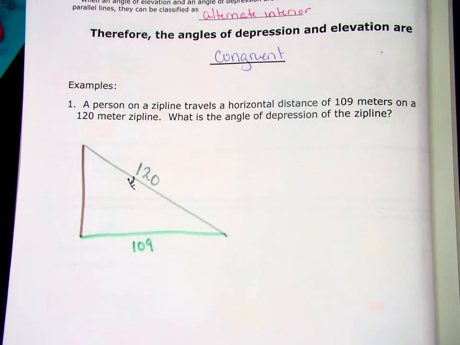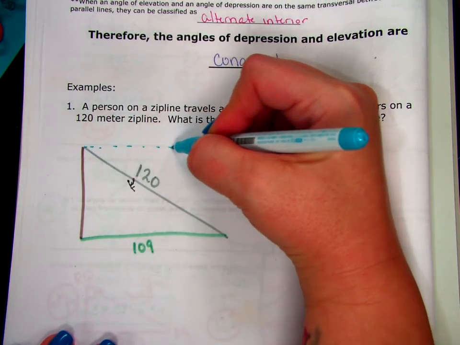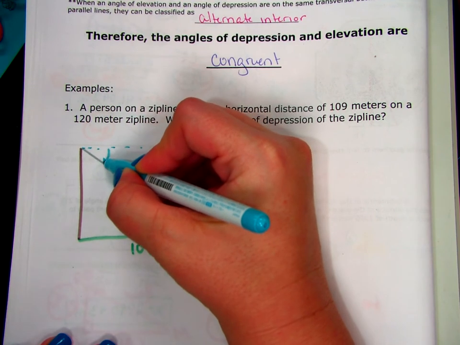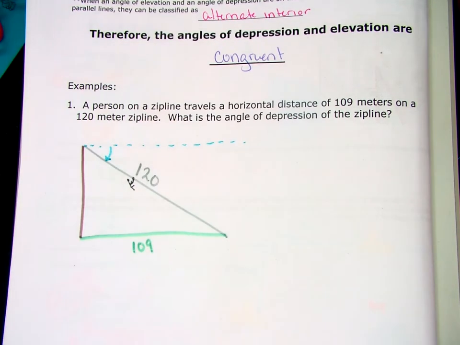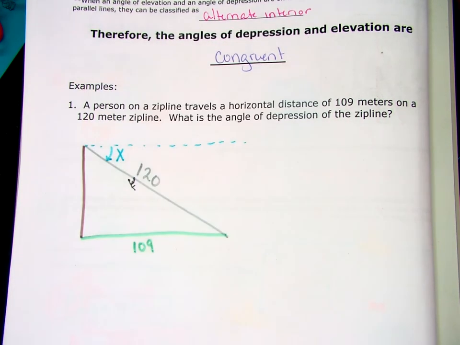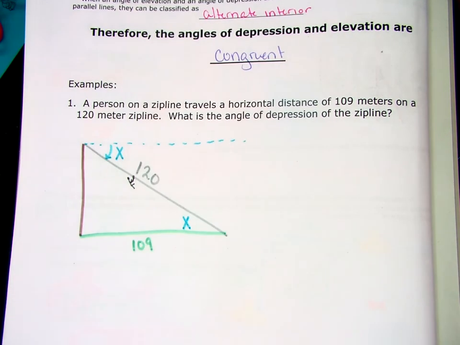What is the angle of depression of the zip line? So the angle of depression of the zip line is going to be, if we were looking straight out before we started going, how much we'd be looking down when we look down at the zip line. This is what we're trying to find, but that's not inside my triangle. But because we know the angle of depression and the angle of elevation at the other end of the zip line are the same, we can get that x to be inside the triangle where we want it. Okay?